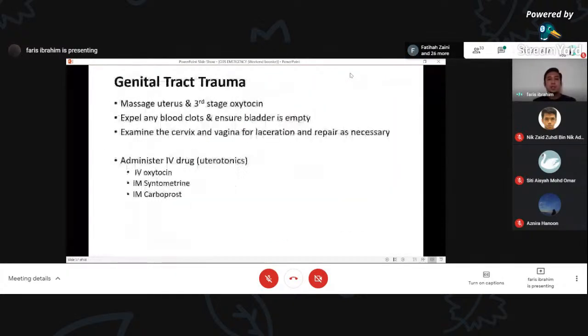Okay, lastly kita tengok jenis tract trauma. So trauma tu logik je, bila ada trauma you repair. Maksudnya kalau ada extended laceration you repair, kalau ada episiotomy cut yang still bleeding you repair sampai tak ada bleeding. So that's the management for genital tract trauma.